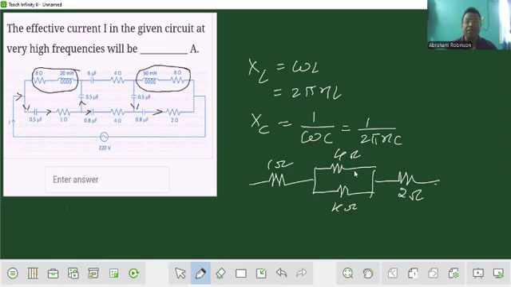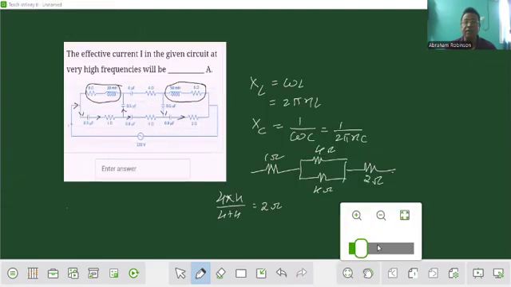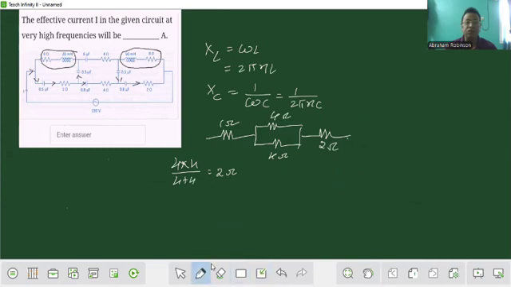So here, you can see that 4 and 4 are in parallel. These two and this are in series. So 4 and 4 in parallel would mean the effective resistance will be 4 into 4 by 4 plus 4, that is equal to 2 ohms. So this 2 ohm, 1 ohm resistance, 2 ohm resistance, and 2 ohm resistance are all in series. So the effective resistance works out to be 5 ohms.